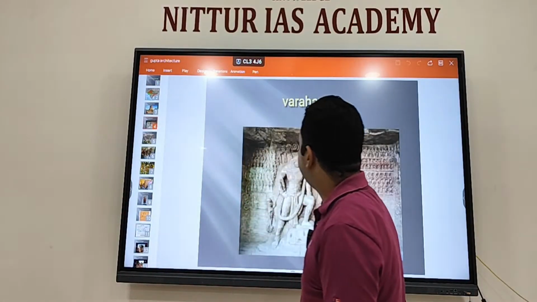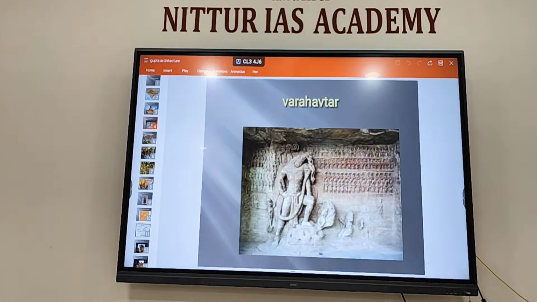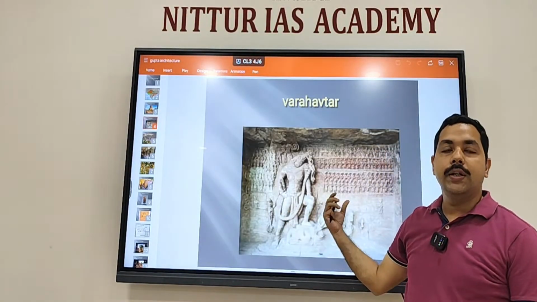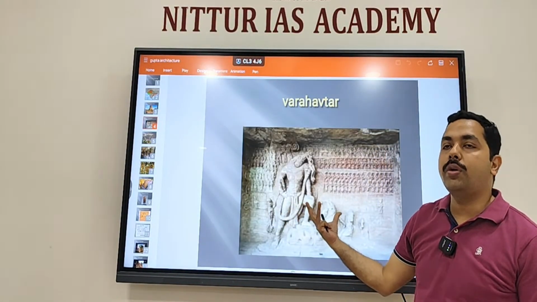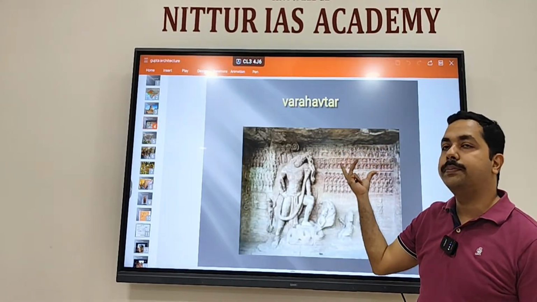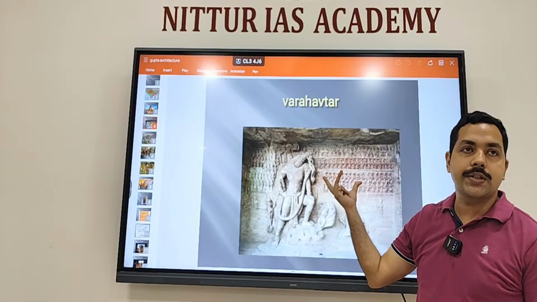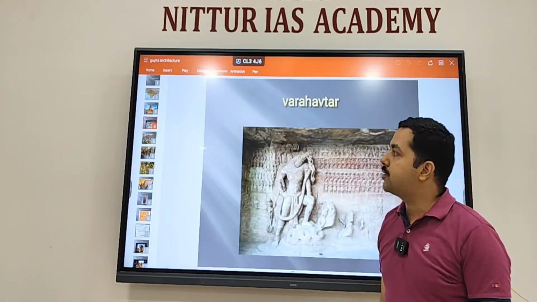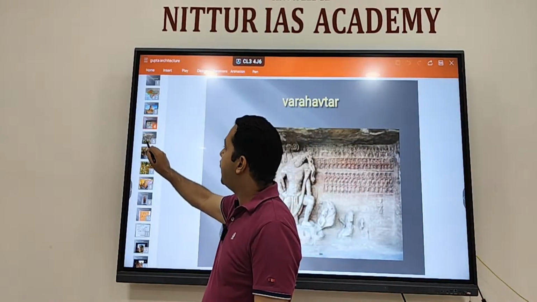So this is the famous Varaha avatar that you are seeing. Varaha avatar, Vishnu in which avatar? This sculpture you are seeing in which one? In Vidisha. This is found in Vidisha. Which caves did we discuss? Udayagiri caves. This type of sculptures you are finding.